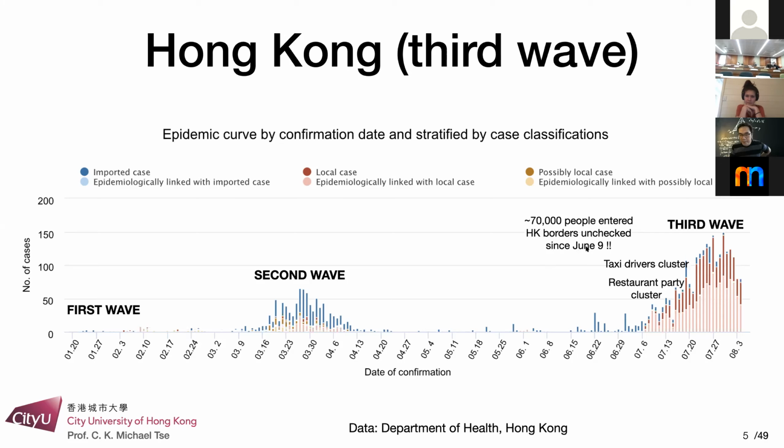Actually, there are no tourists nowadays. There are people who are coming back from overseas because of work or study, but everyone needs to be quarantined for 14 days. But these 70,000 people were basically exempted. And then taxi drivers, restaurants, party clusters accounted for something like 50 to 60% of the infected cases.